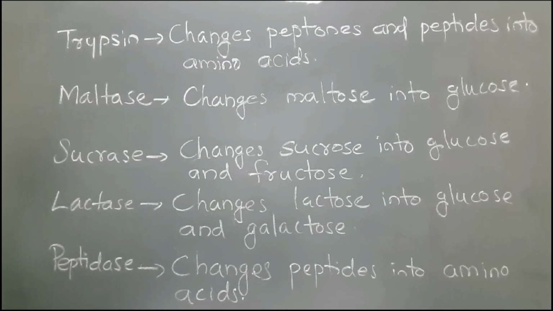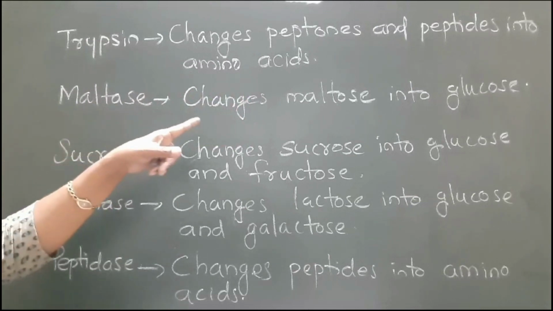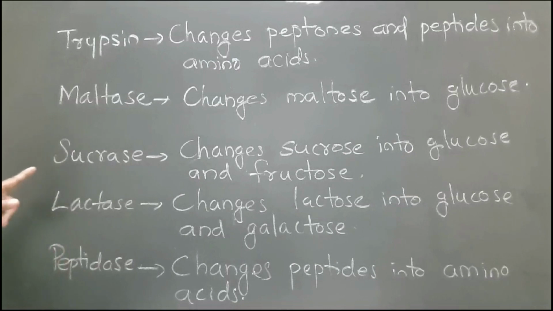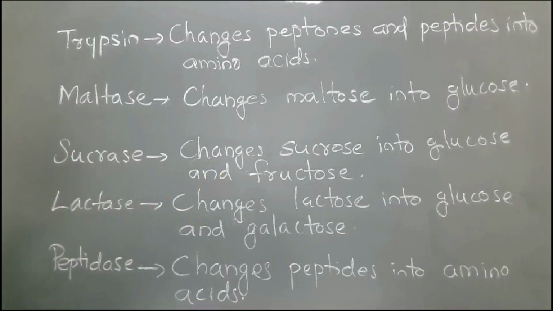The intestinal juice contains trypsin, maltase, sucrase, lactase and peptidase. Trypsin changes peptones and peptides into amino acids. Maltase changes maltose into glucose. Sucrase changes sucrose into glucose and fructose. Lactase changes lactose into glucose and galactose. Peptidase changes peptides into amino acids.